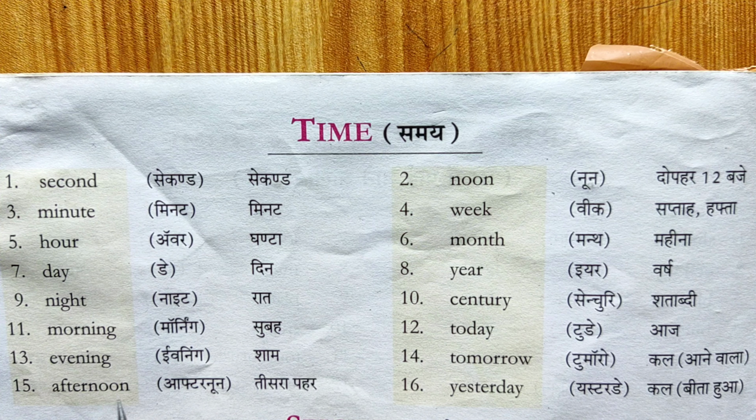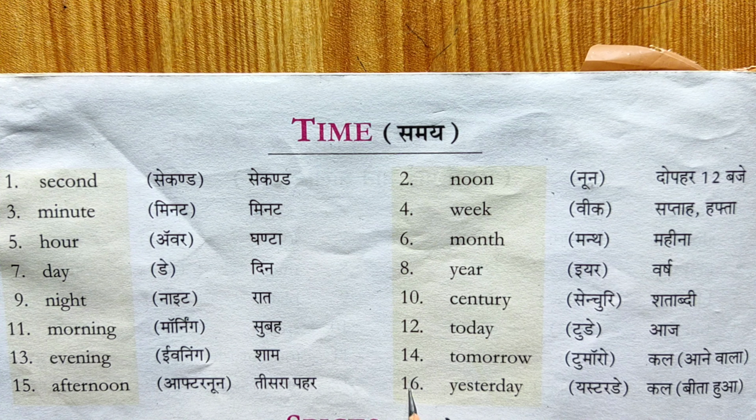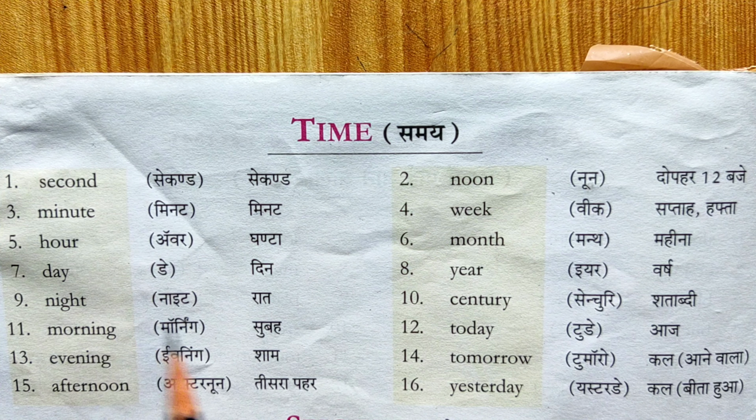Number 15, afternoon. In Hindi, तीसरा पहर. 16, yesterday. कल, बीता हुआ. So these all are the vocabulary related to time we have learnt.